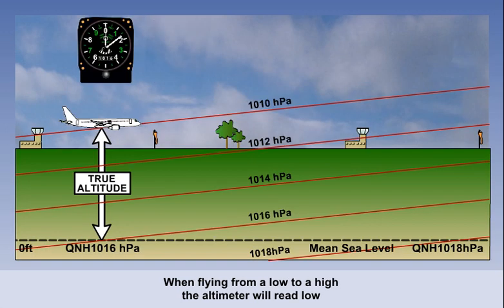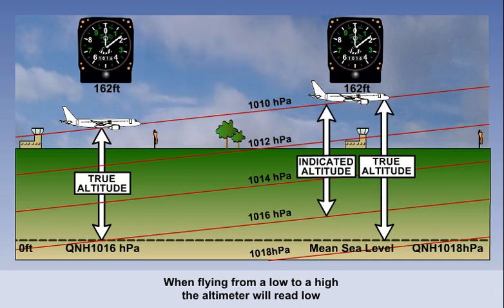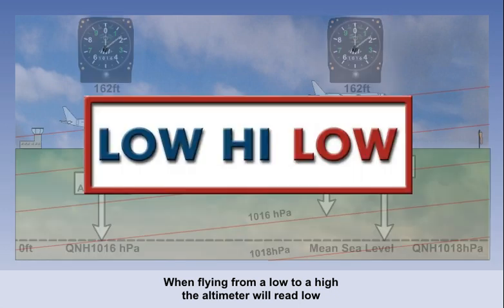Let's look at another situation. Watch what happens if the destination QNH is higher than our departure airfield. Notice that the isobars now slope upwards. If we were to maintain a constant indicated altitude, we would have to follow those isobars upwards. This time our true altitude is getting higher, but our indicated altitude is remaining the same. We can say then, from low to high, the altimeter reads low. Low, high, low. This situation is not too dangerous, since our true height is increasing, but nevertheless, it's not accurate flying.